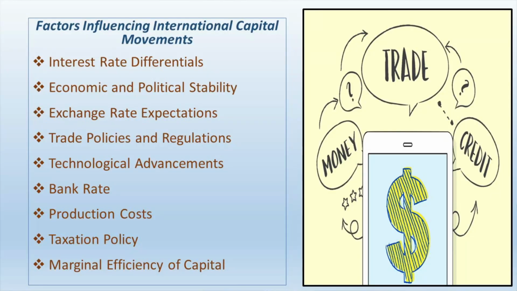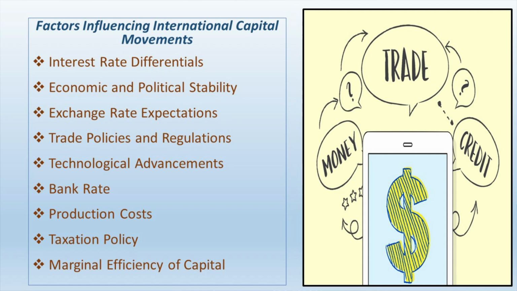Another important factor that influences international capital movement is the bank rate. A stable bank rate of the central bank of a country also influences capital movement because market interest rate depends on bank rate. Now, if the bank rate is low, there will be outflow of capital. On the other hand, if the bank rate is high, it will have an impact on market interest rate. That means market interest rate also becomes high when bank rate is high. So there will be inflow of capital in the country.